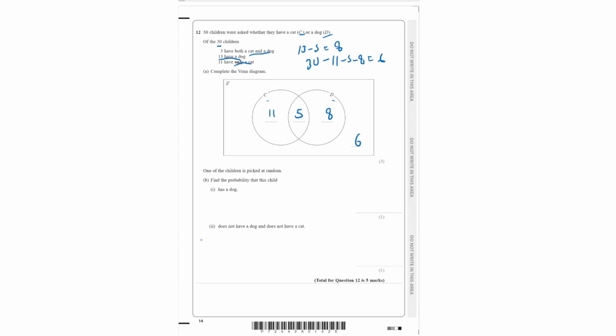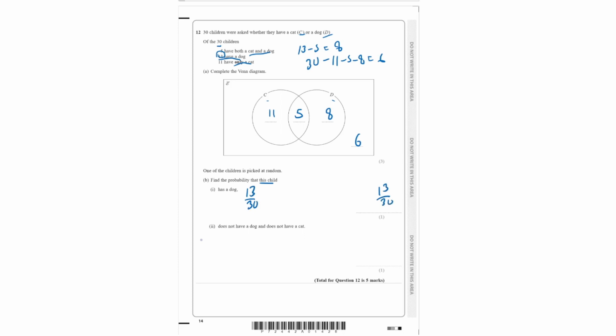One of the children is picked at random. Find the probability that this child has a dog. So we already have here 13 have a dog. So we can write here 13 over the total amount of children, which is 30. So we can write here 13 over 30.